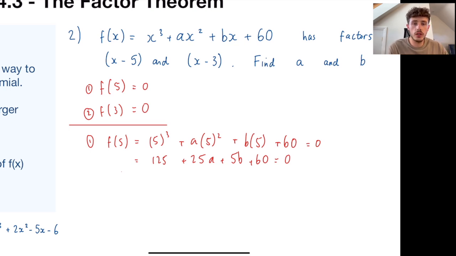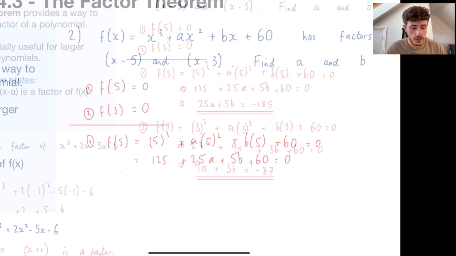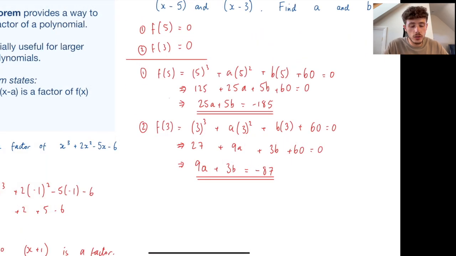Please pause and try this for yourself to make sure you get the same thing. That is the best way you will learn this topic. So here are the two simultaneous equations that I have. 25a plus 5b equals minus 185. And then the second one, 9a plus 3b equals minus 87. Your calculators, if you have one of the A-level calculators, will be able to solve these. So feel free to just put the constants in if you want to.